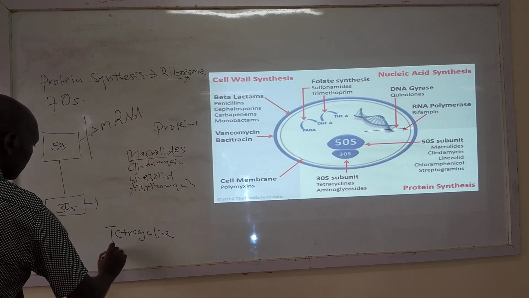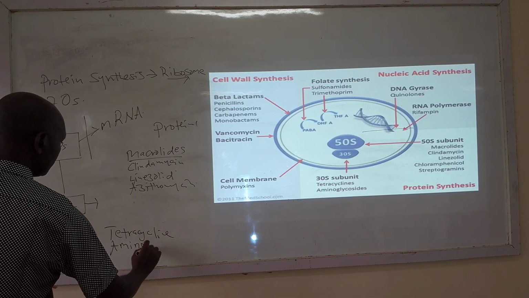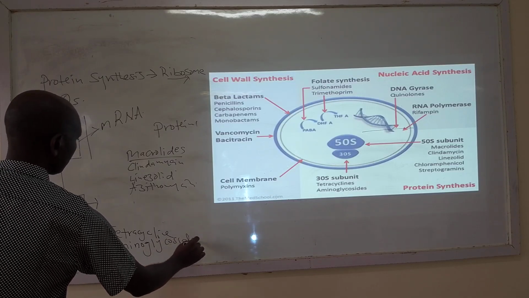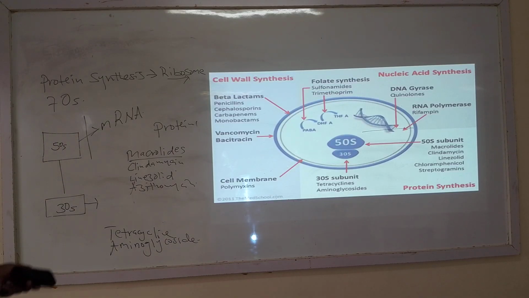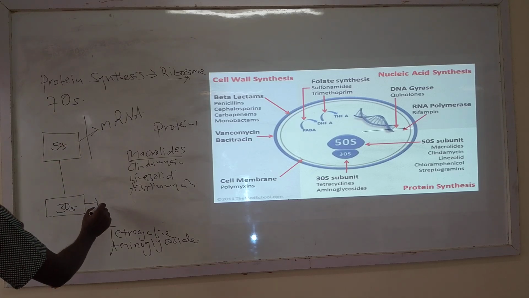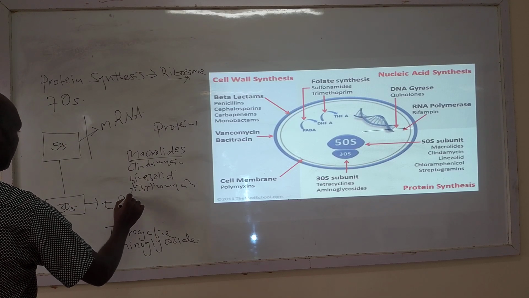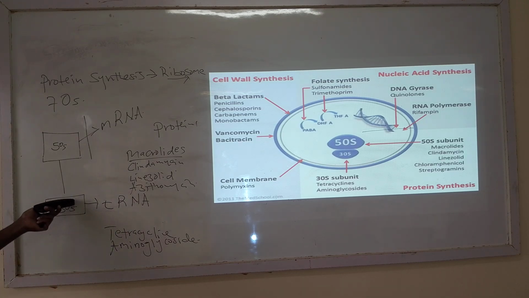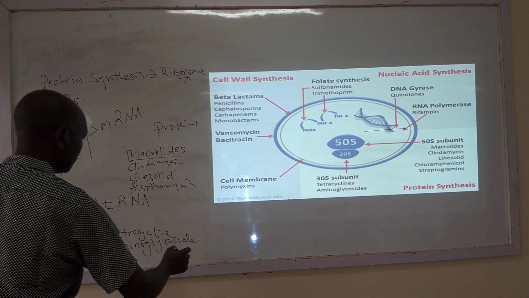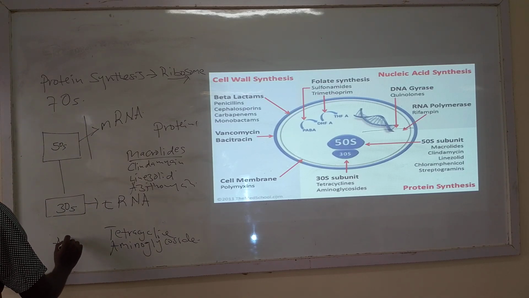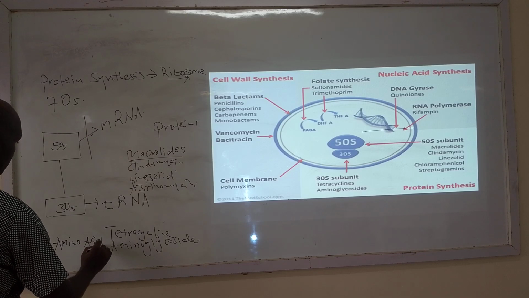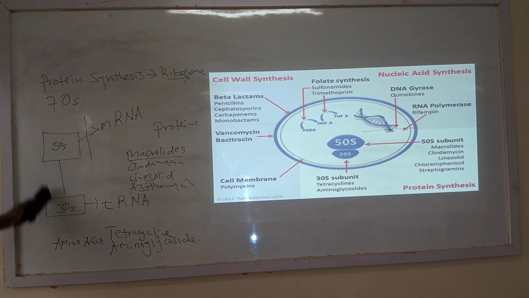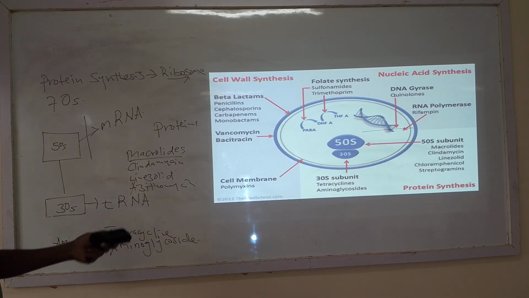Another example is aminoglycoside. Remember, what happens here is almost similar to what happens here, but here now we are using the transfer RNA. Transfer RNA is the one that brings amino acids. Remember, amino acids are the basic structures of proteins. So for the ribosome to produce proteins, it needs amino acids, and what brings these amino acids to the ribosome is the transfer RNA.